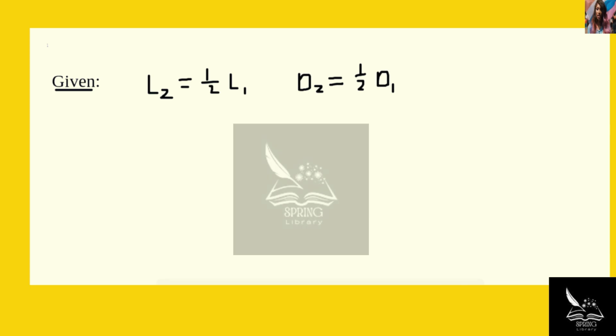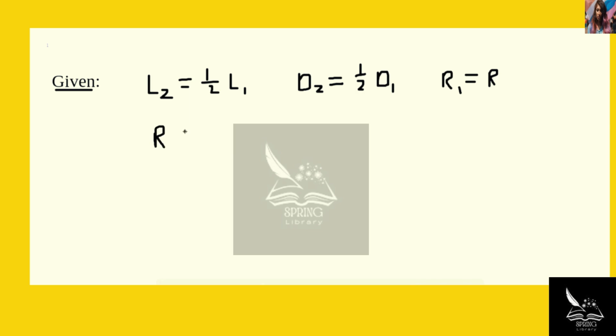Our question says that we have a wire that has a resistance of R, and then it tells us that we have another wire that has a length. So we're going to call this other wire wire 2, and the original wire wire 1. The other wire has a length that is 1/2 the length of the original wire. So L2 is 1/2 L1, and it has a thickness, which I call D, that is 1/2 the thickness of the original wire. So D2 is equal to 1/2 D1.